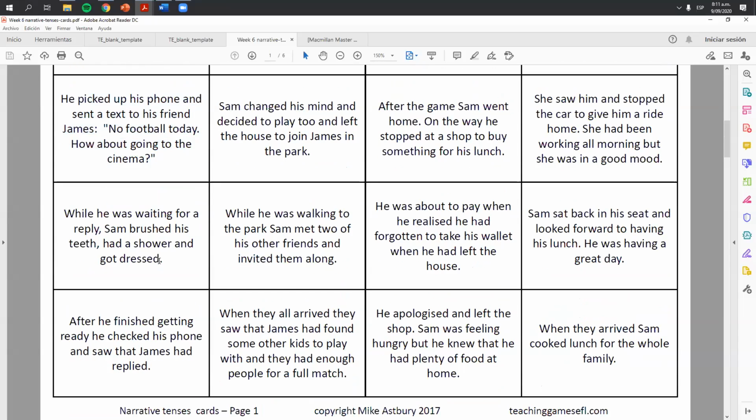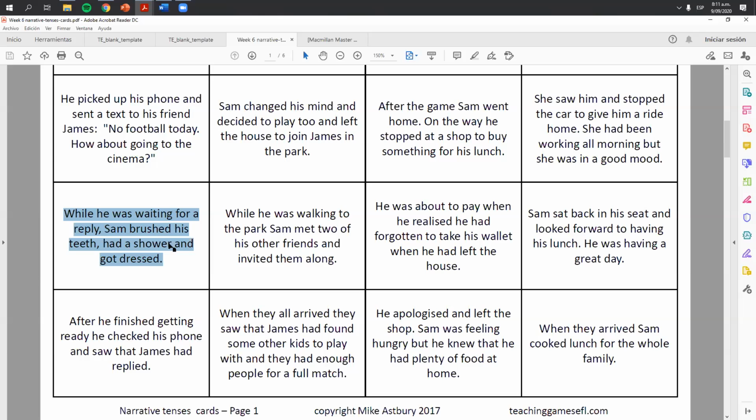Let's continue with the third one. Lina, would you please help us with this one? Yes, teacher. While he was waiting for a reply, Sam brushed his teeth, had a shower, and got dressed. Okay, so while he was waiting for a reply, Sam brushed his teeth, had a shower, and got dressed.